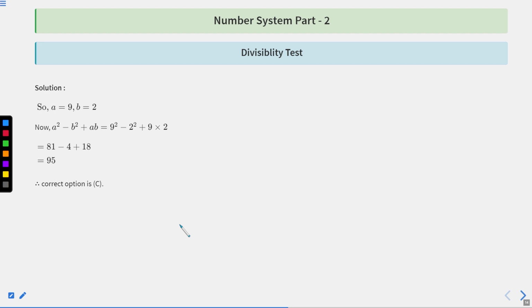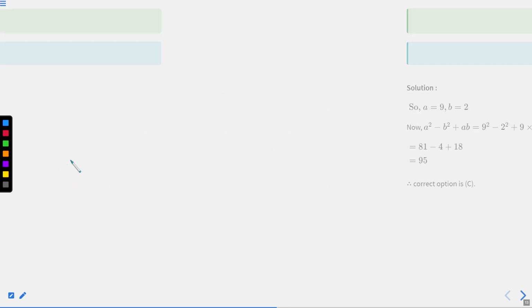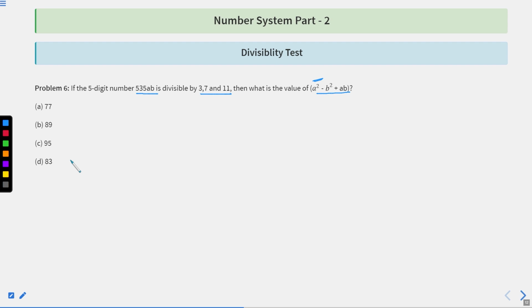So A is equal to 9 and B equal to 2. And we are asked to calculate the value of A square minus B square plus AB. Just simply put the value of A and B and do a little bit of computation. 9 square minus 2 square plus 9 times 2. It turns out to be 81 minus 4 plus 18. And the final answer we get is 95. So which option is correct? The correct option here is option C, that is 95.